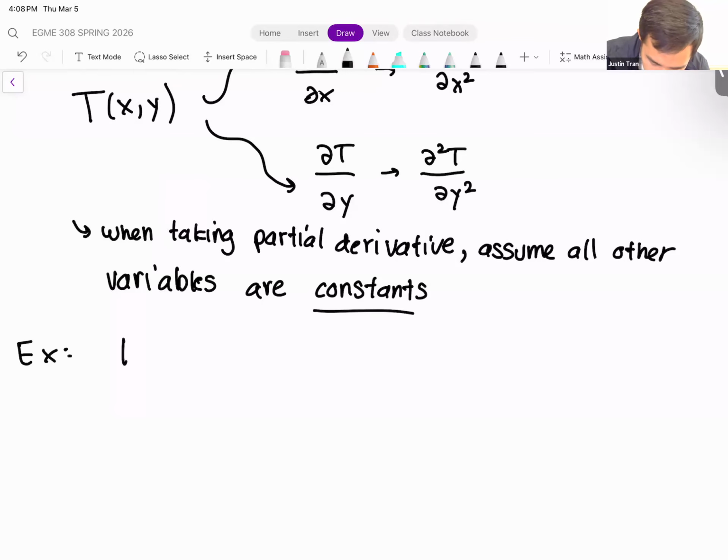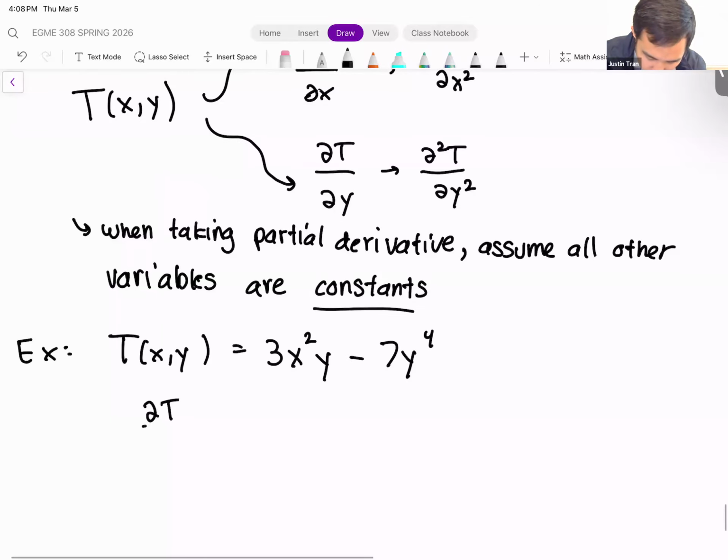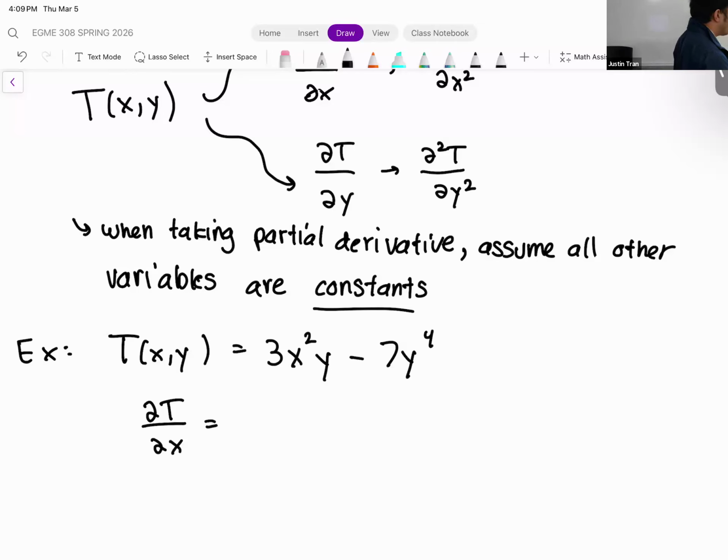So very quick example. Let's say we have a temperature field T of X and Y equal to 3x squared y minus 7y to the fourth power. If we take the partial derivative of this function, partial T, partial X, we're only going to take the derivative of the X portion. So Y here is just going to be treated as if it were a constant. We take the derivative of the first term, 3x squared y. The y is just a constant, so we just bring it along. So we end up with 6xy.